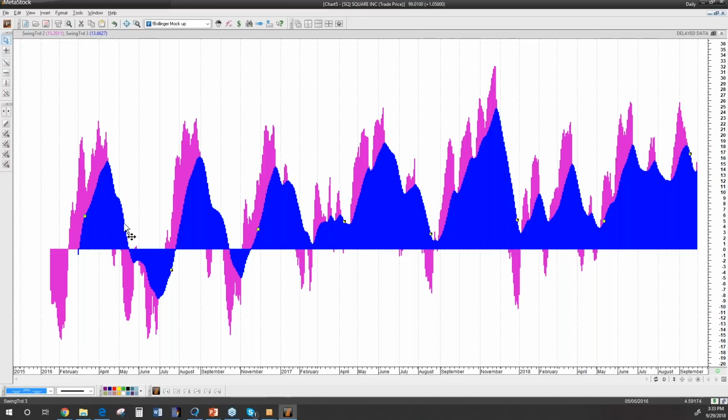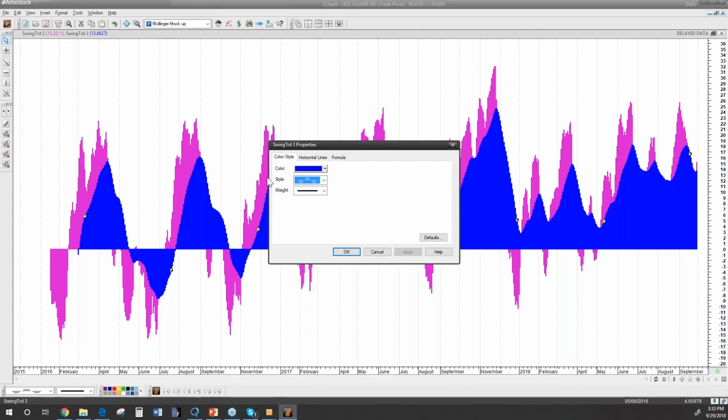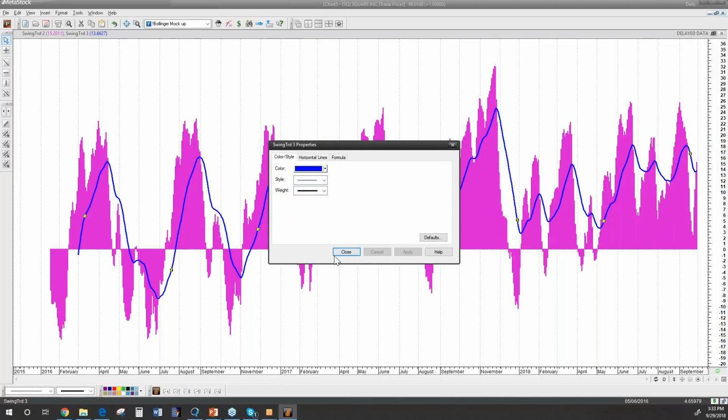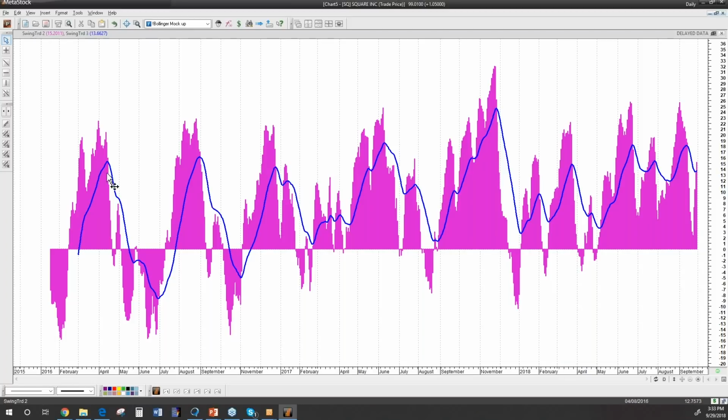Anytime you want to change something in MetaStock, just double click on it. It's very, very intuitive software to use. I'm just going to change this to a line. I'm going to go ahead and click on apply and click on close. I prefer to look at my RMO, or my RMO trade model, this way. Okay, and you might too.